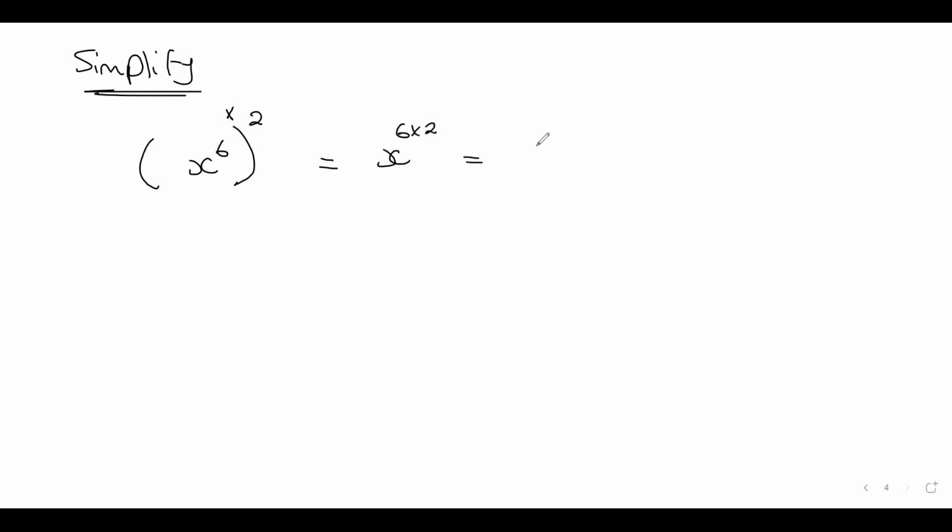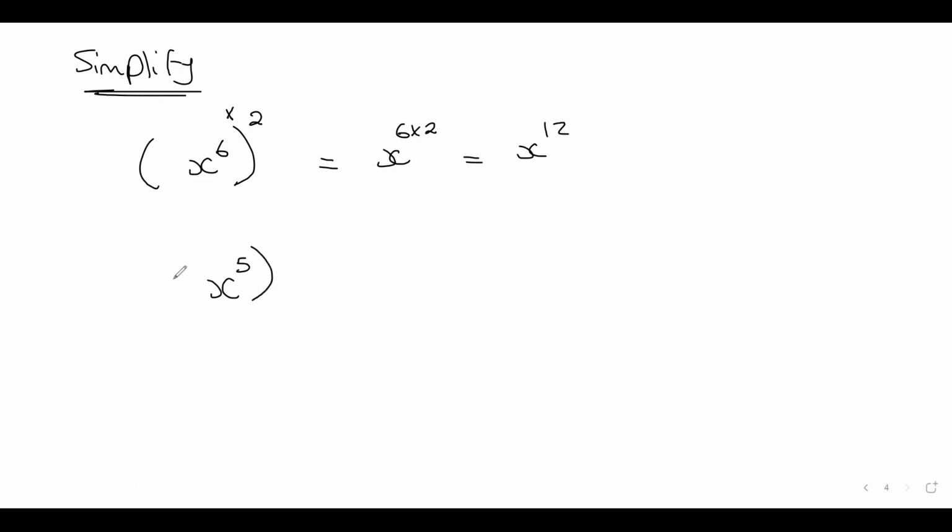Okay. If I have something like this one, also simplify. A question like this one. X to the power of 6, and on the brackets, I have another power, which is 2. In this case, would I add the powers? No. I'm going to multiply the powers together. So I have a power on the brackets. I'm going to multiply it by the powers inside the brackets. So here I have x to the power of 6 times 2, which is x to the power of 12.